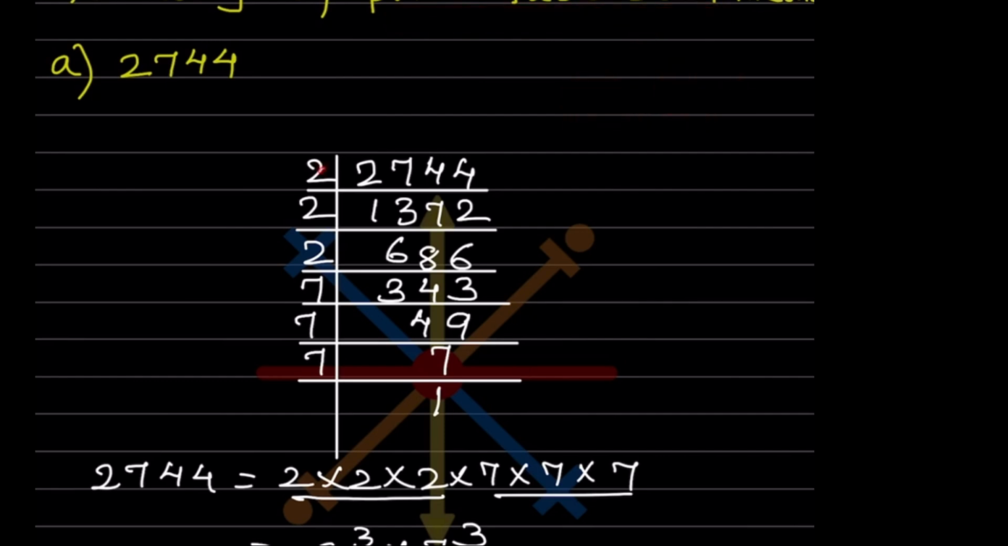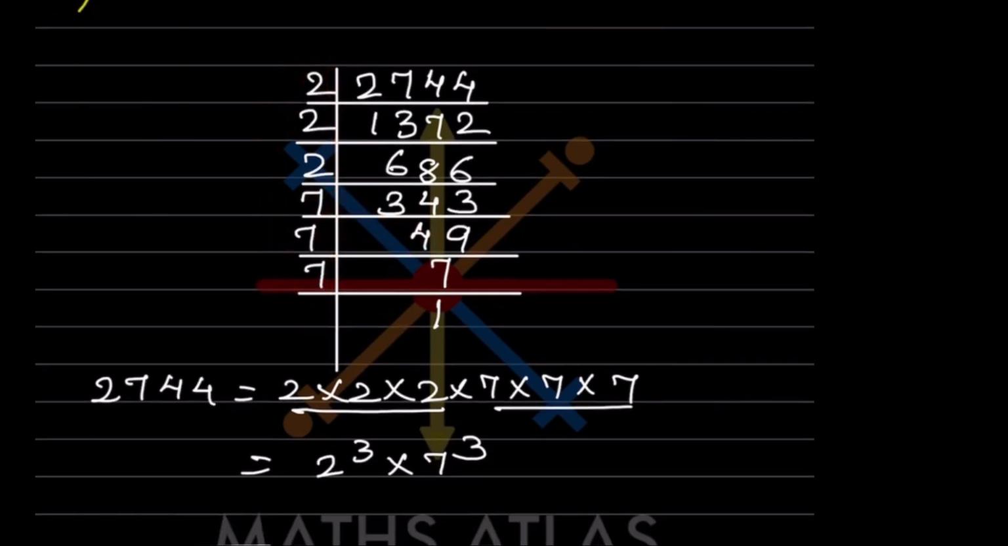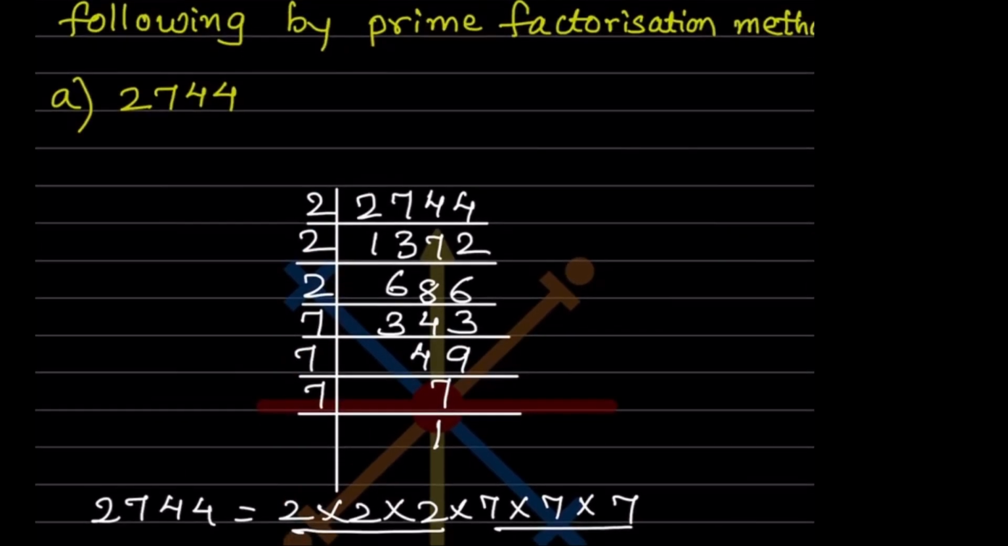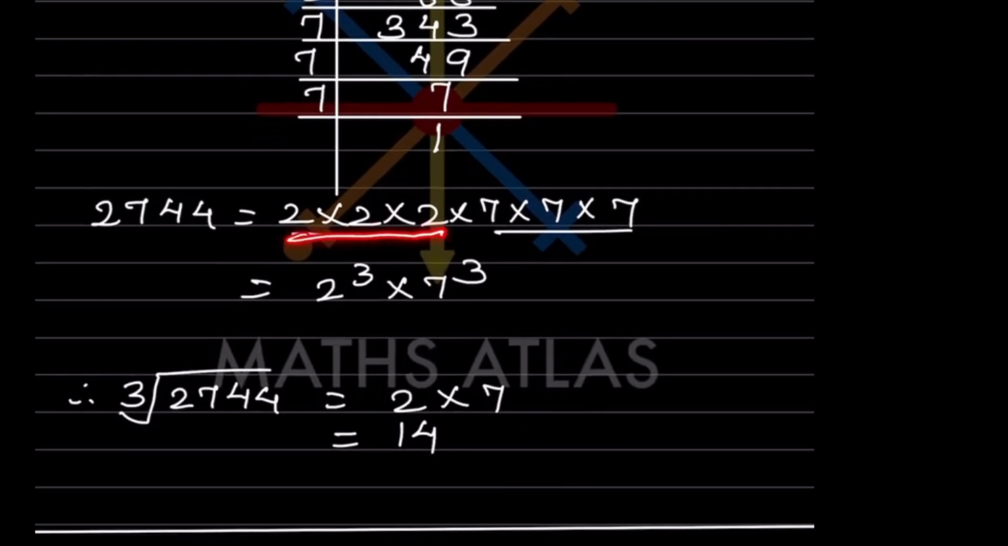So here it is possible with 2, because here the unit place is an even number. So we'll just look at here. Now this is not possible with 3, 4, 5. Only possible here, 343 is 7. So these are all the factors. So here we can write 2744 as all these numbers over here. Then we'll make a group, because they have said that we have to find the cube root of it. So we will group it into 3 numbers in one group.